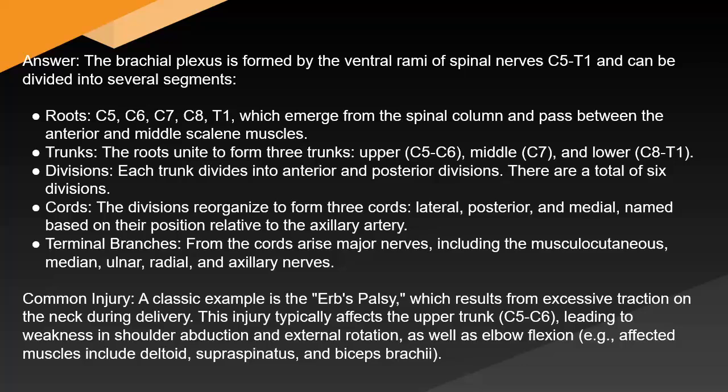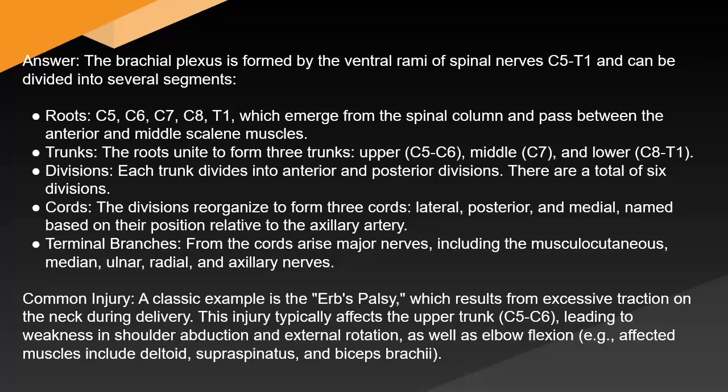Cords: the divisions reorganize to form 3 cords, lateral, posterior, and medial, named based on their position relative to the axillary artery. Terminal branches: from the cords arise major nerves, including the musculocutaneous, median, ulnar, radial, and axillary nerves.